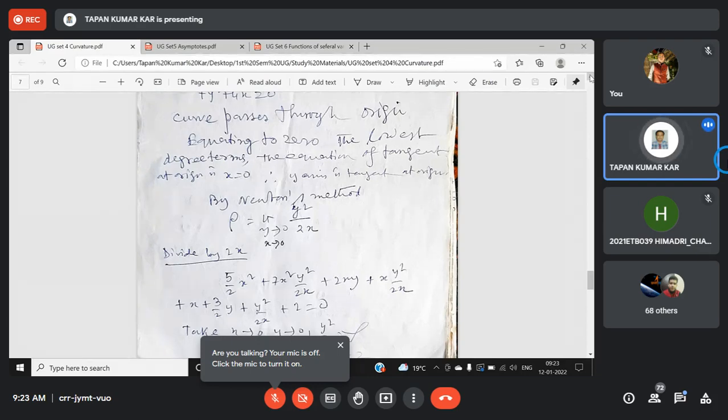There are other terms also. In the second term, there is y square by 2x. In the fourth term, there is also a y square by 2x term. But there is also a multiplication by x, x square, etc., which is 0. So the product is 0 into rho, that is 0. So finally we get rho plus 2 equal to 0 and rho equal to minus 2. If you have any question about this problem, you can ask me.